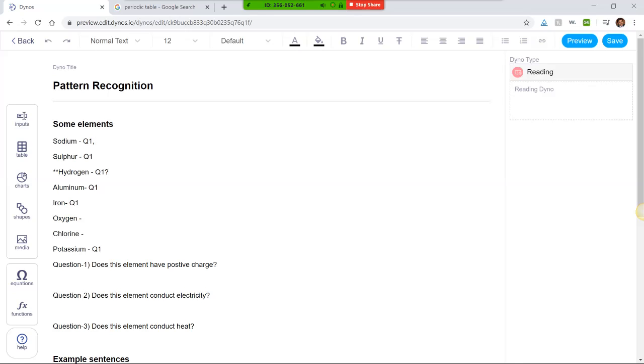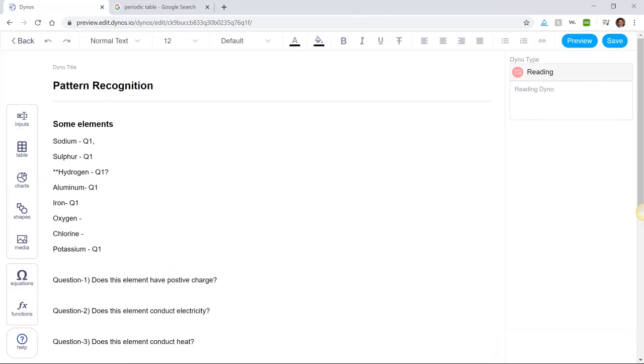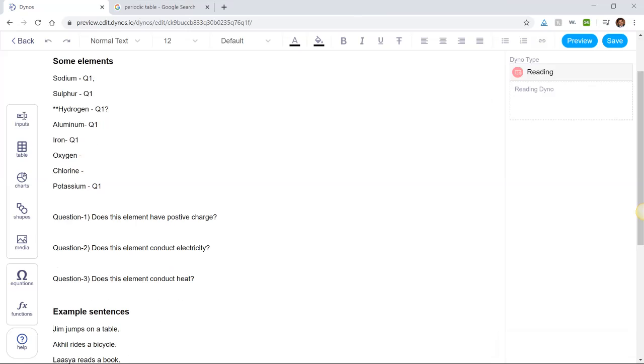Conductor of heat. All metals, no, they are conductors of electricity and heat. Okay. Yeah. So aluminum and iron are. Aluminum and iron are. Okay. So now, if you were to come up with metals and non-metals here, metals, non-metals, right?